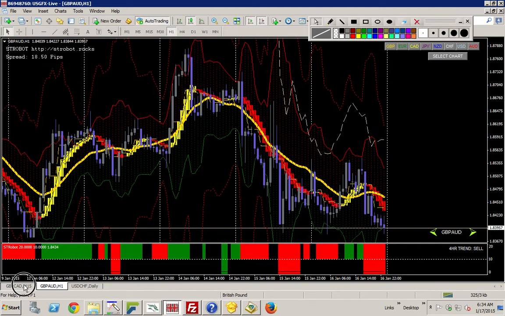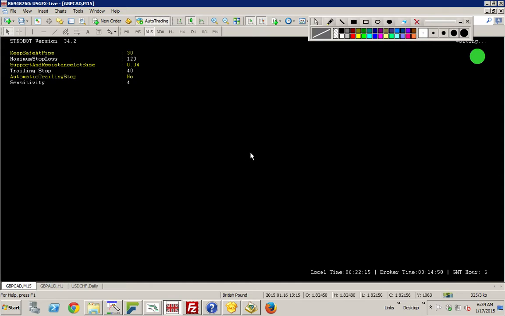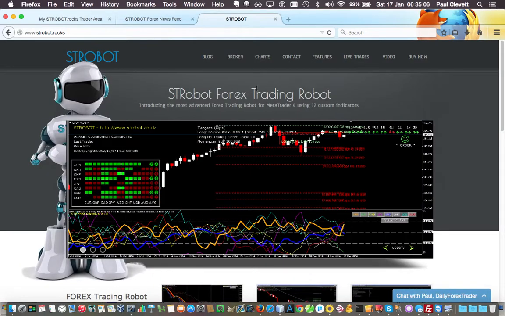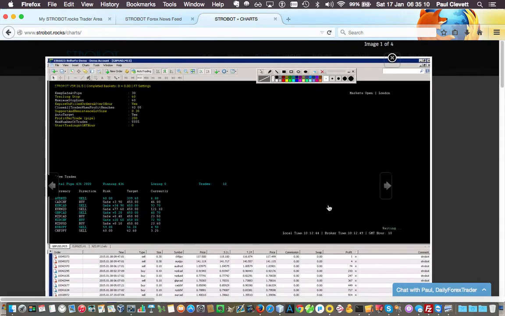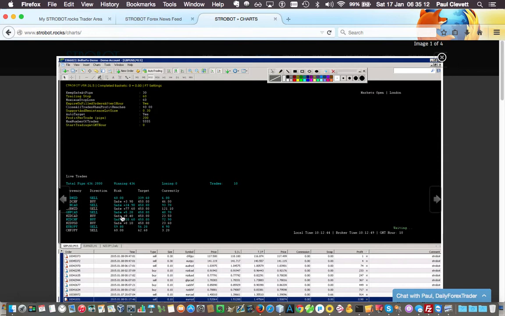Now, the most important chart probably is one that we don't look at, and that's the STROBOT chart itself, and what it actually shows you. Normally when we've got live trading going, you'll see a set of trades there. If you want to see an example, have a look on the STROBOT.rocks website. There's a section called charts. I think we've got it up here actually. So on charts, you can actually see a live one in progress. And you can see that you've got this data down here. It's showing you all the trades it's got in profit. It shows you the amount of pips you're in profit, losses, and everything like that. It's all shown on the chart.